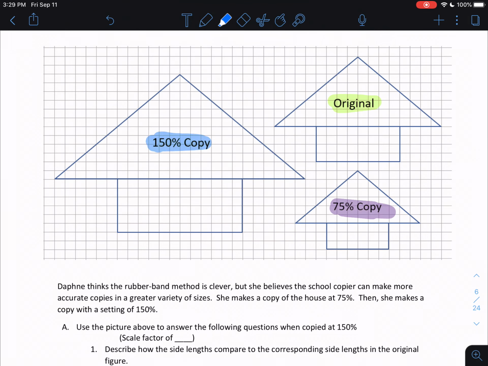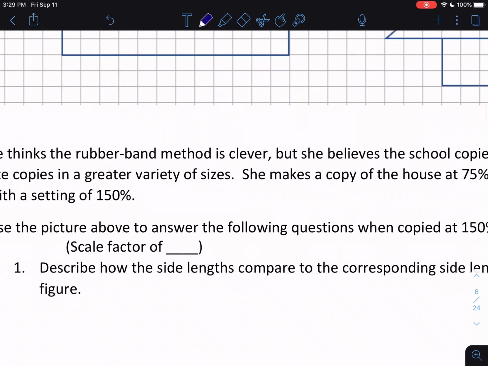Use the picture above to answer the following questions when copied at 150%. And in parentheses, it says scale factor of blank. They just want you to convert the scale factor from a percentage to a decimal. So 150% is the same thing as 1.5.